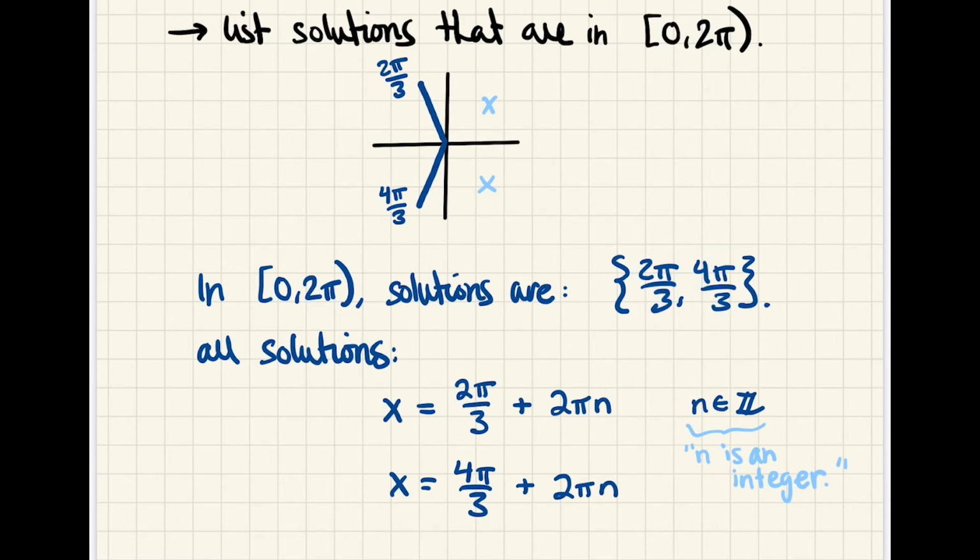If you were to let n equal 1, then you would get the solution here, 2 pi over 3 plus 2 pi times 1. So it's like going around an extra time and still landing on 2 pi over 3. And you could even let n be negative 5, which is like starting at 2 pi over 3 and then going clockwise 5 times around the unit circle and still landing again at an angle coterminal to 2 pi over 3. And that would indeed be a specific solution.